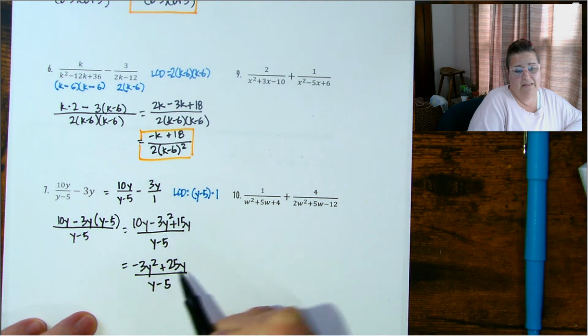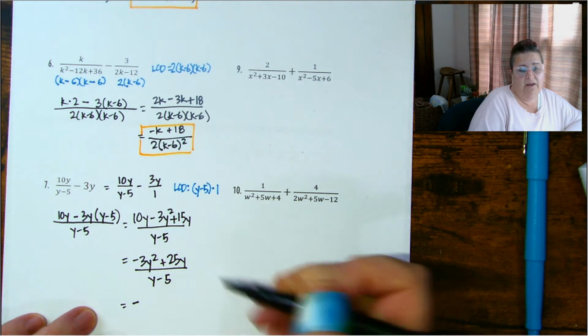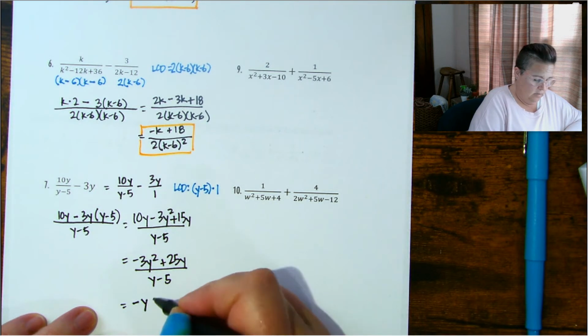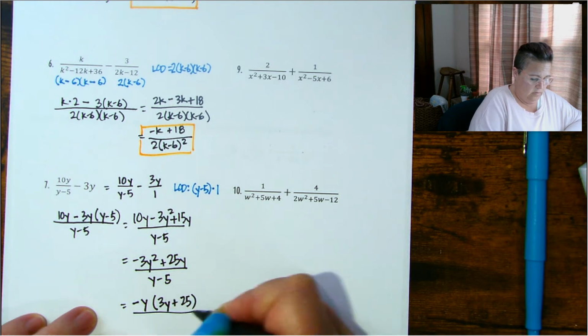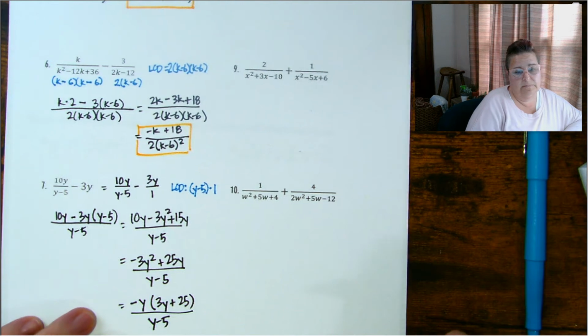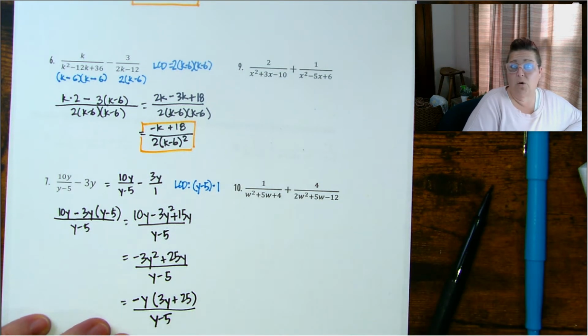Can I factor anything out of the numerator? I can. It's leading with a negative, so I'm going to pull a negative out. And then I can also pull out a y. And that's going to leave me with 3y plus 25 over y minus 5. Can I cancel anything? Well, the y minus 5 is a binomial. It will only cancel with another y minus 5. Since that's just a y, I can't cancel these. I'd have to have a y minus 5 to make it cancel. The 3y plus 25 doesn't have a match. So that's as far as we can go on this.